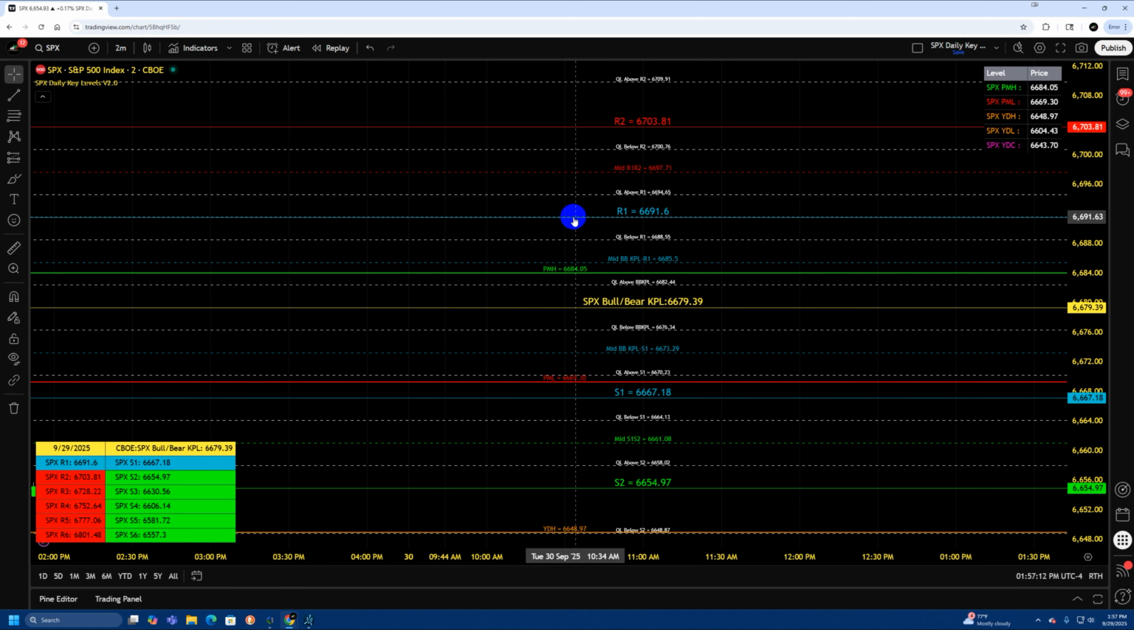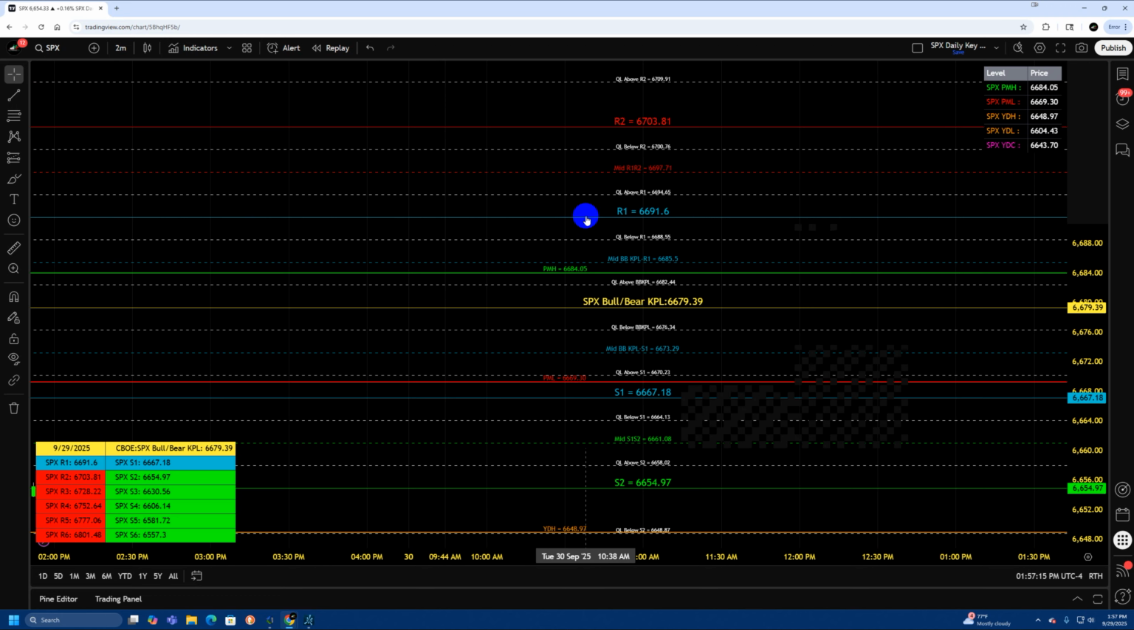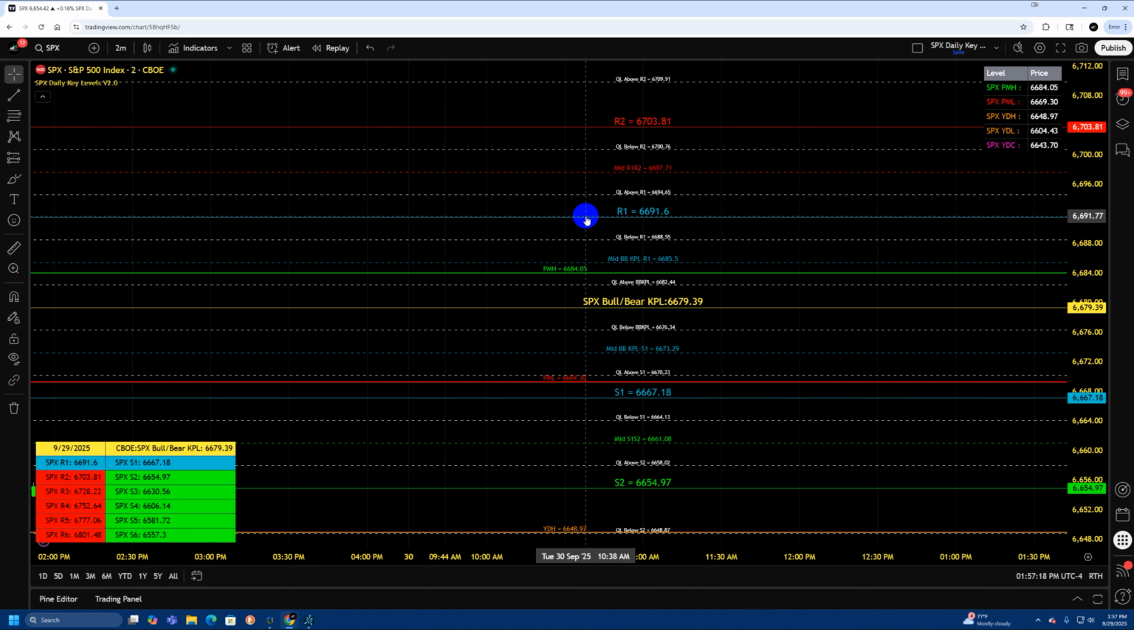So on R1, if we were taking a trade of a breakout above R1 and we're taking a bullish trade, then our tight stop loss is the QL below R1, because that's the level we're taking the trade from. And our standard stop loss, if we choose that instead, is the mid BBKPL R1, because that's the first midpoint below the level we're taking the bullish trade from, R1.